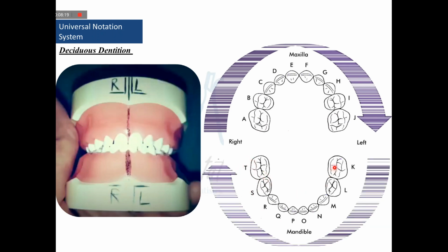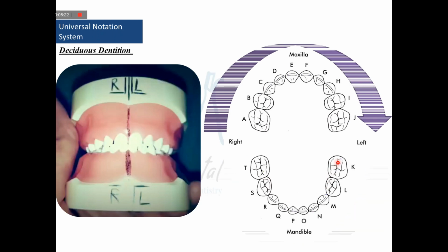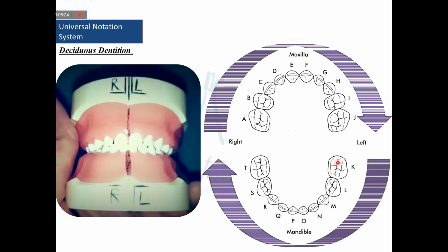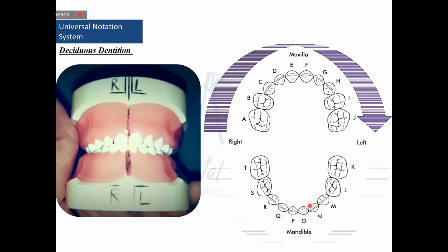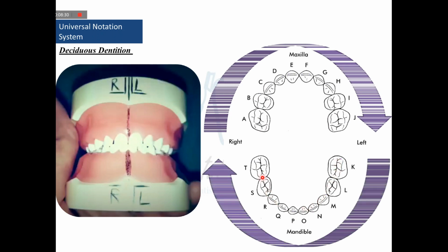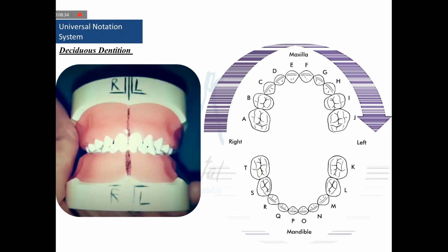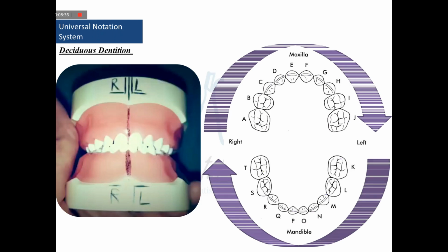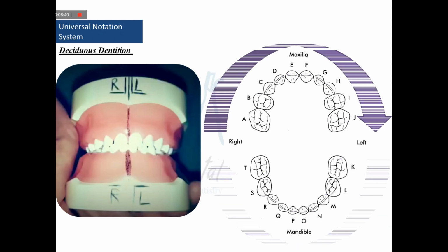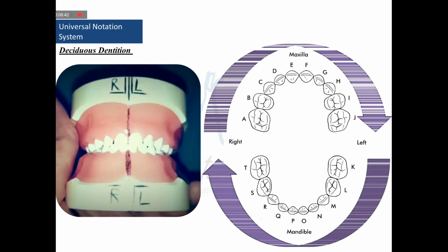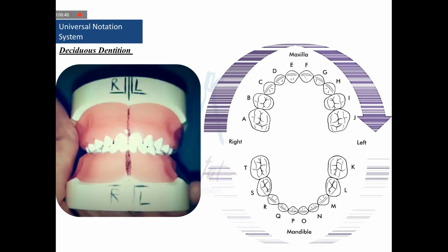So we can see that we counted all of the mandibular teeth starting from the left second molar, and we went through all of the teeth to the second molar on the right hand side till T. So we counted all of the mandibular teeth from alphabet K to T, and we will label them accordingly. Now let's go through the diagrammatic or video representation in a quick view.